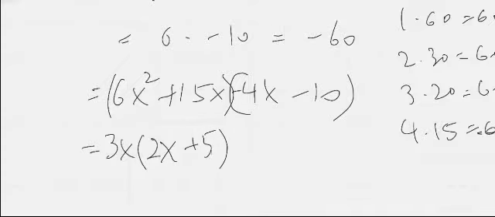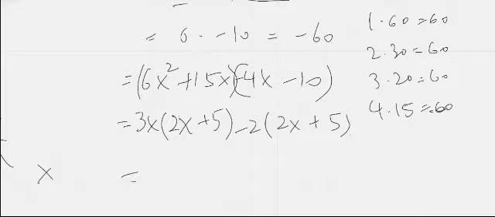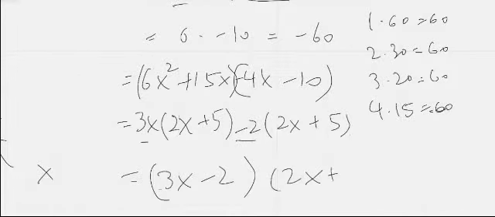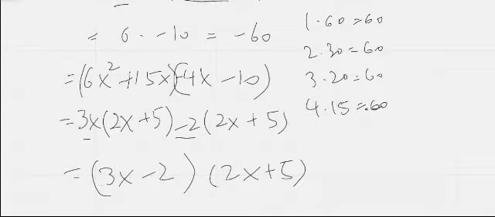And negative 4x and negative 10 both have a common factor of negative 2. So negative 2 and 2x plus 5. And now we're going to combine these two terms together, and it becomes 3x minus 2 and 2x plus 5. And here you go.